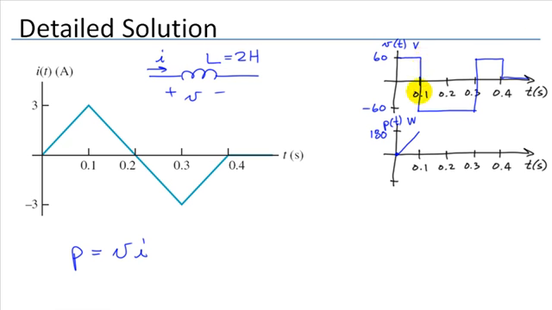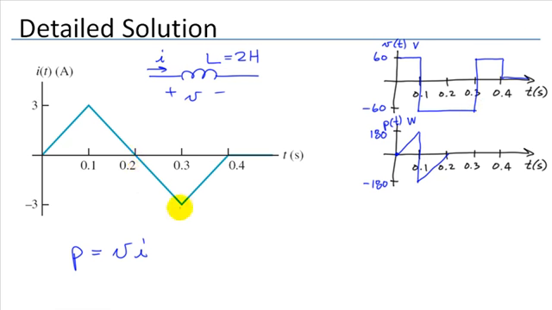Now here we have an abrupt change to minus 60 volts, but the current is still at 3 amps. So we abruptly change the power to minus 180 watts. Now in this time interval, we see that the voltage is constant, but the current is declining towards 0. That means the power would move towards 0.